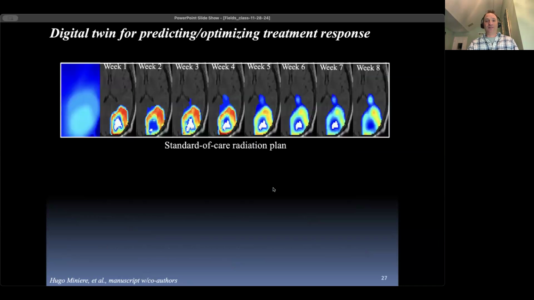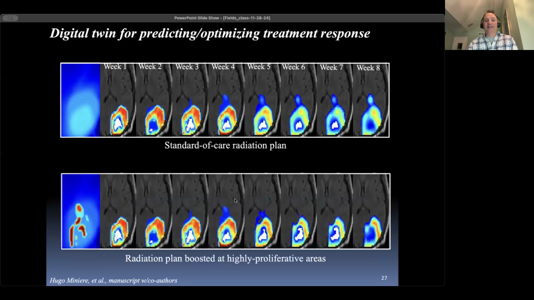And so when you do that, where's my picture here? This is the standard of care radiation dose plan right here. And then this is cell density over time. So this is where we are after 2 months. And this is with our radiation dose plan boosted to the highly proliferative areas.